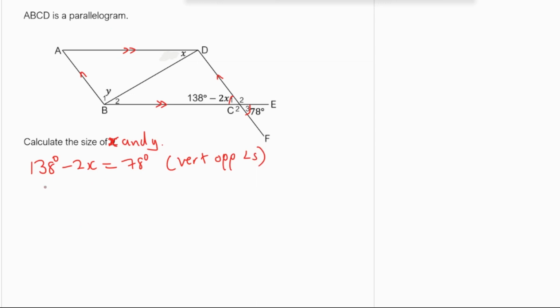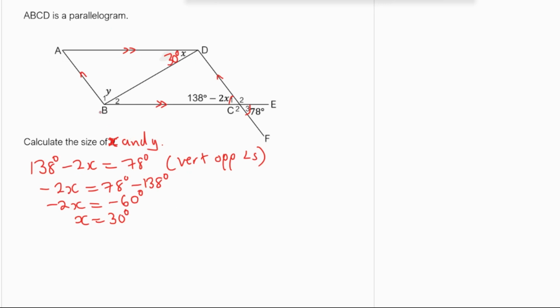So what we do, we can say negative 2x is equal to 78 degrees minus 138 degrees. Negative 2x is equal to negative 60 degrees here. Then divide by negative 2 on both sides of the equation. X is equal to 30 degrees. Okay, so it means this angle here is 30 degrees, right? So we've managed to find the size of X. We can easily find now the size of Y.